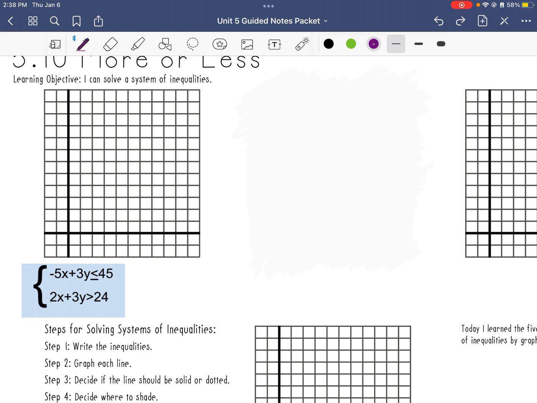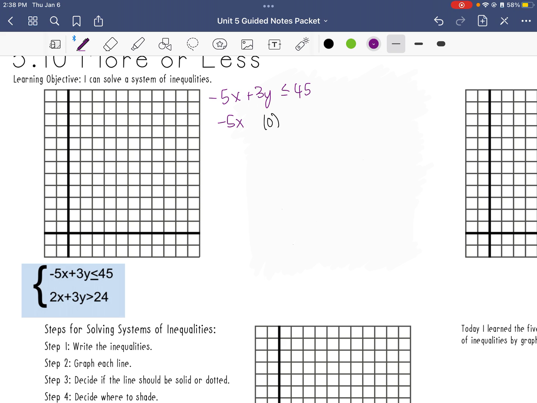So our first inequality was negative 5x plus 3y is less than or equal to 45. Now, if you remember from before Christmas break, x-intercepts are where y is going to be 0. Because if it's crossing this line right here, the y value has to be 0. Right here, it would be 1, 0. Here, it would be 3, 0. 6, 0, etc. No matter where you are on this graph, if you're on this line, you're going to be at y equals 0. So because of that, instead of y, we can plug in a 0.